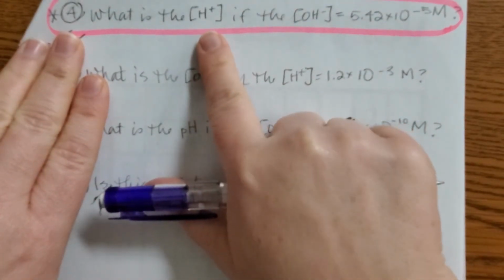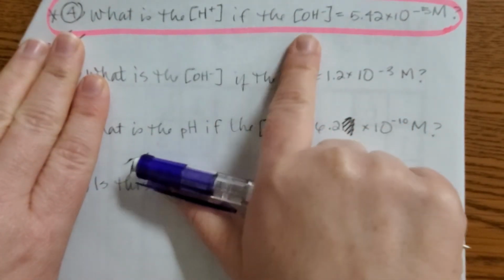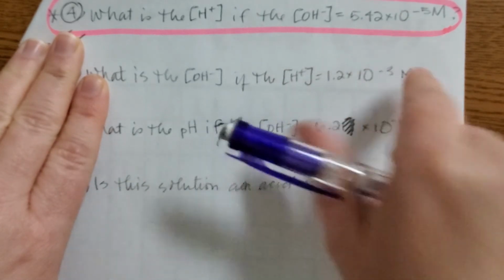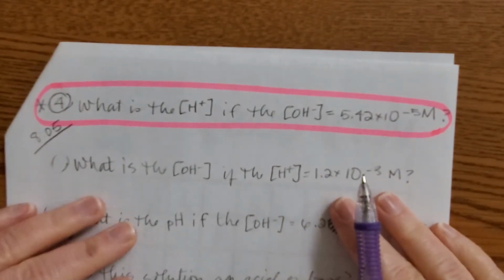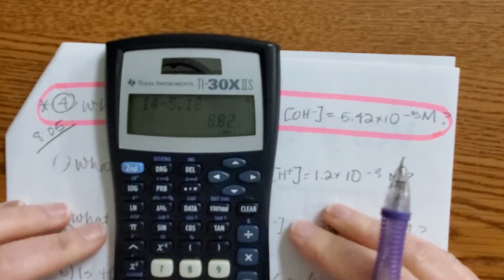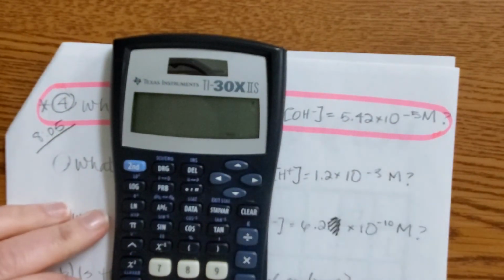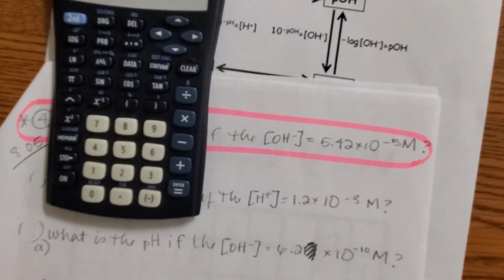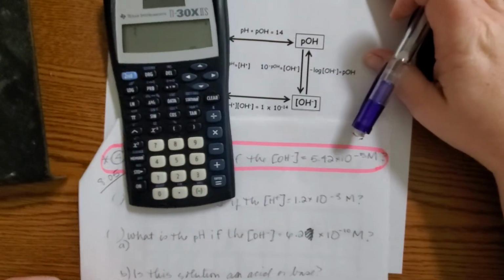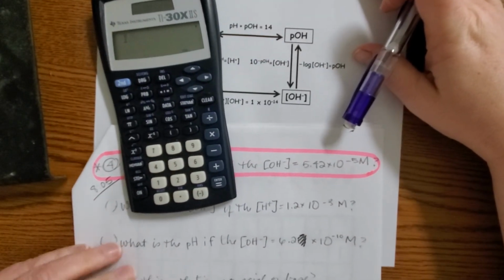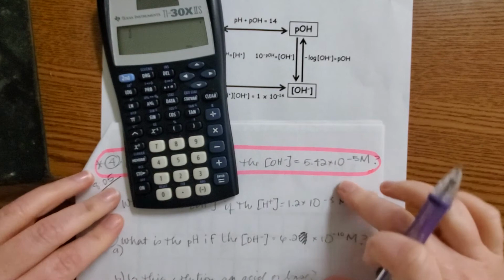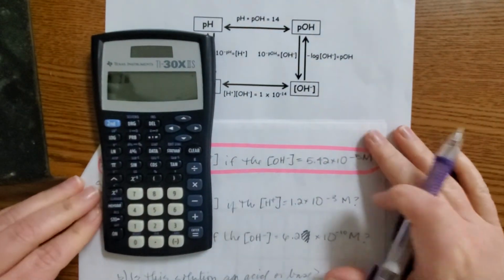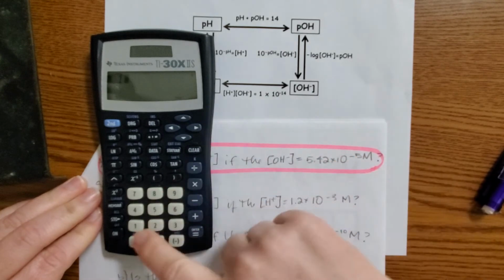What is the hydrogen concentration if the hydroxide concentration is 5.42 times 10 to the negative 5 molar? Sorry, y'all can't see that. Let me zoom out and put this right here where you can see the question and my calculator. I'm going to start with this number.